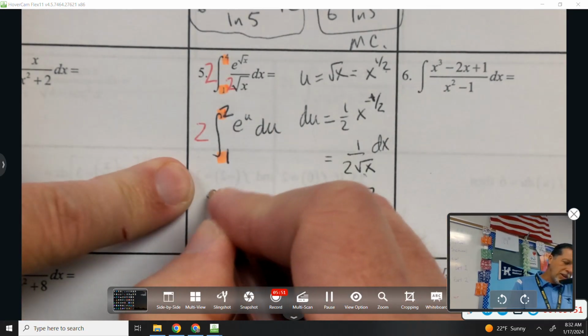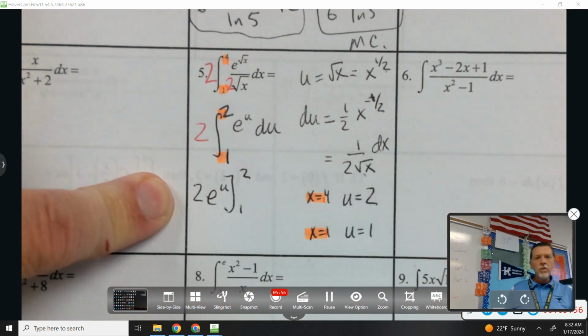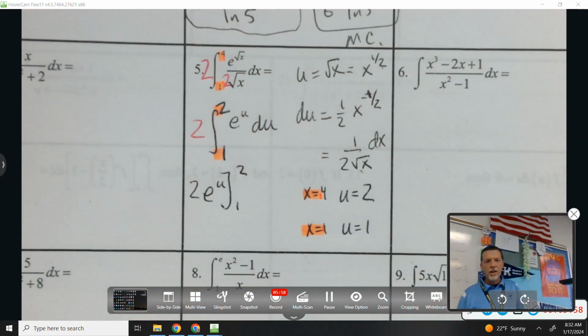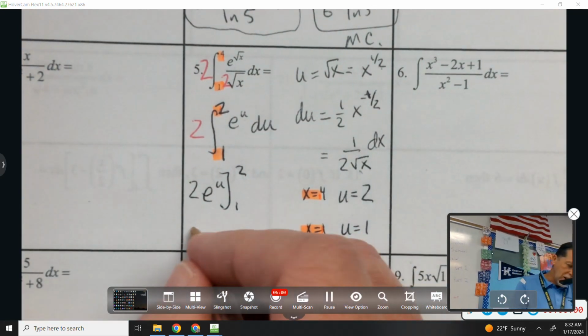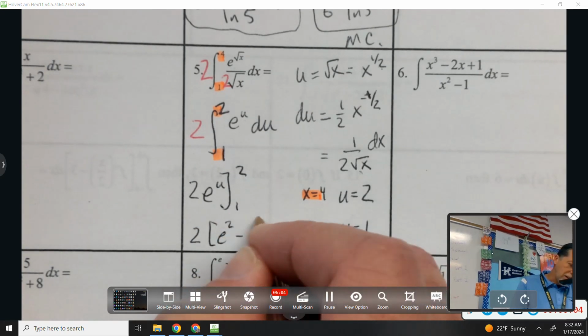Antiderivative of e to the u is e to the u. We're still at 2, from 1 to 2. That's not a safe stop, right? Because I got to plug in 2 and 1. So e squared minus e to the first, or e.